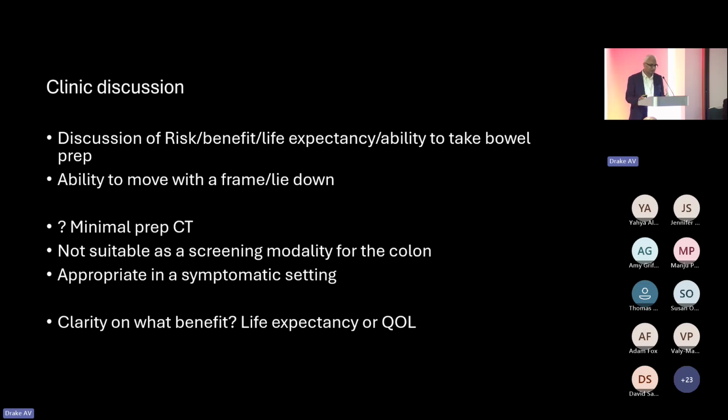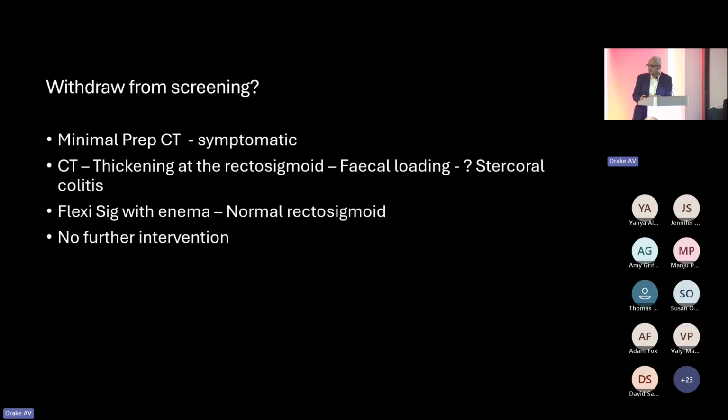And basically, and you'll see this in the guideline recommendation again, felt that perhaps a minimal prep CT is as far as we should go. And this is not really a suitable screening modality. So we really need to have clarity on what is benefit and what is risk. And this is what I'm going to talk about in the next few minutes. And you'll see this in the guideline recommendations as well. So what should we do? Withdraw from screening with the minimal prep CT. We did the CT that said thickening at the rectosigmoid. Maybe it's just fecal loading, or maybe it's something else. He had a flexi-sig, normal rectosigmoid, and no further interventions.